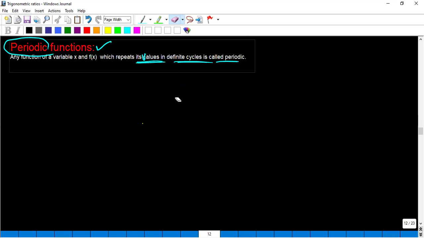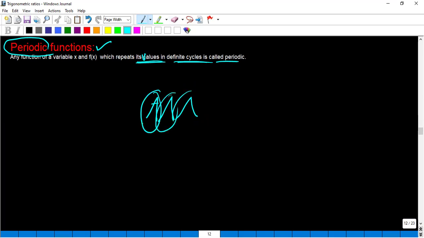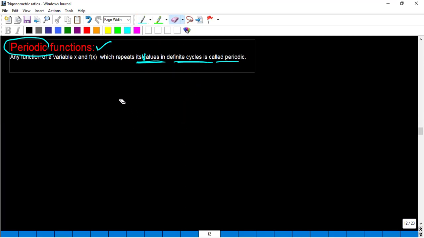This is periodic. Okay. Just see this, it's a pattern, right? Repeating continuously. This is also periodic. You take any music rhythm, it is periodic, repeating in the same time intervals. Okay. Then how it is related to trigonometry?